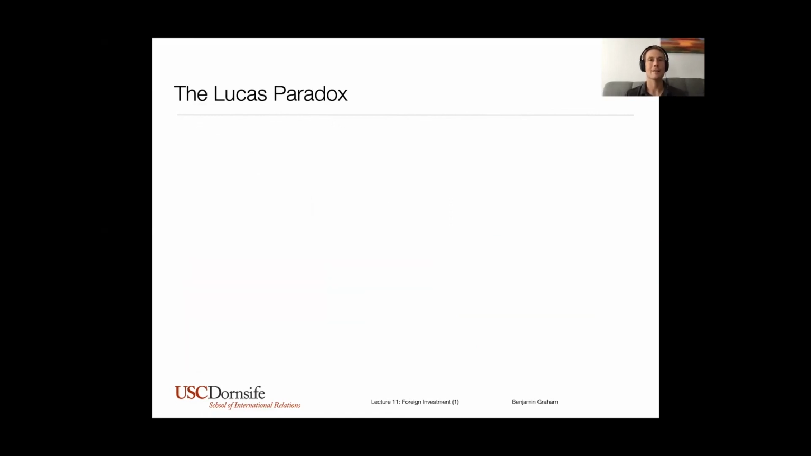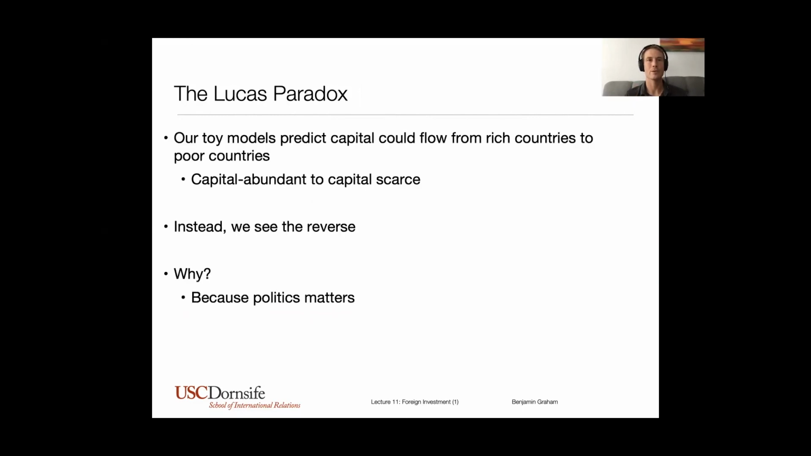And so the last slide that I want to show in this particular lecture before we move on to the next one is about the Lucas paradox. The Lucas paradox is this idea that the simple toy economic models are going to predict that capital is going to flow from rich countries to poor countries, from places that are capital abundant to capital scarce, right? Places with low interest rates to places with high interest rates. That's how capital should move in these simple economic models.